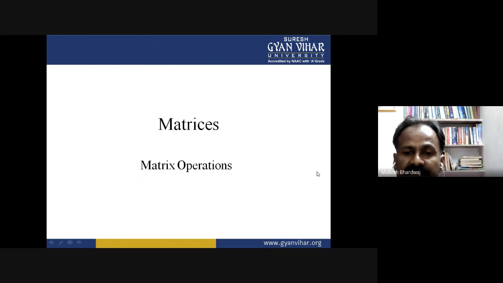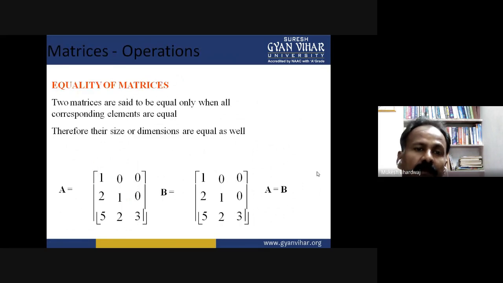Matrix operations. First is equality of matrices. Two matrices are said to be equal only when all corresponding elements are equal. Therefore, their size or dimension are equal as well.